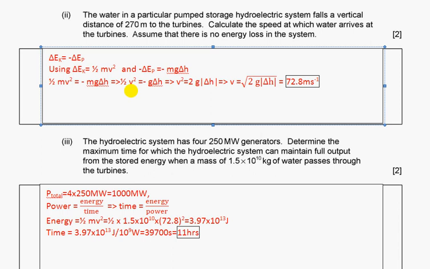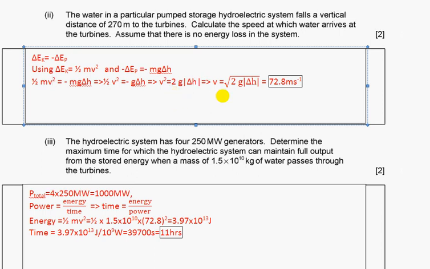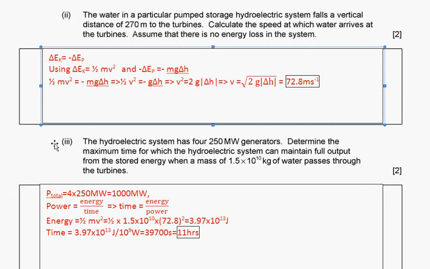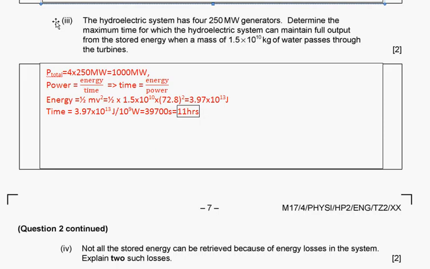and without mass we solve it for v squared and then for v, and then substitute the values of g and the change of height, 270 meters. g is 9.81 from the data booklet. Finished. Next question, 3i.